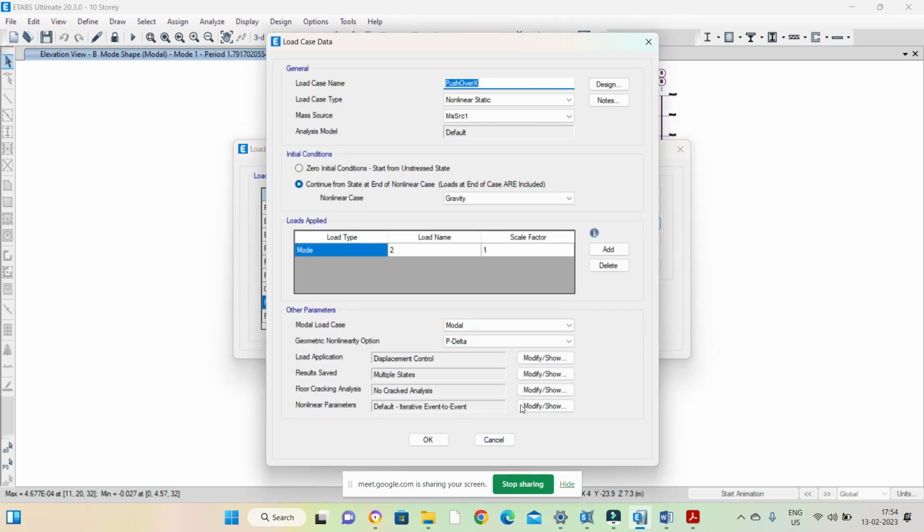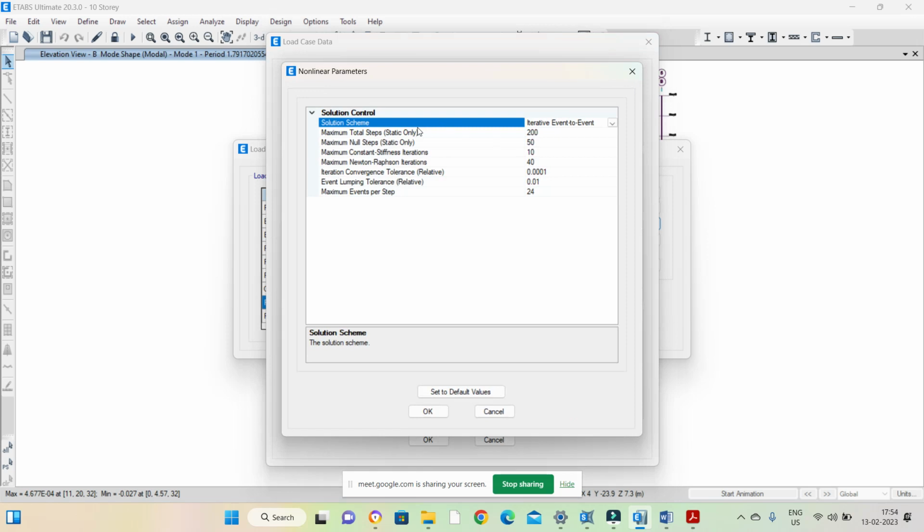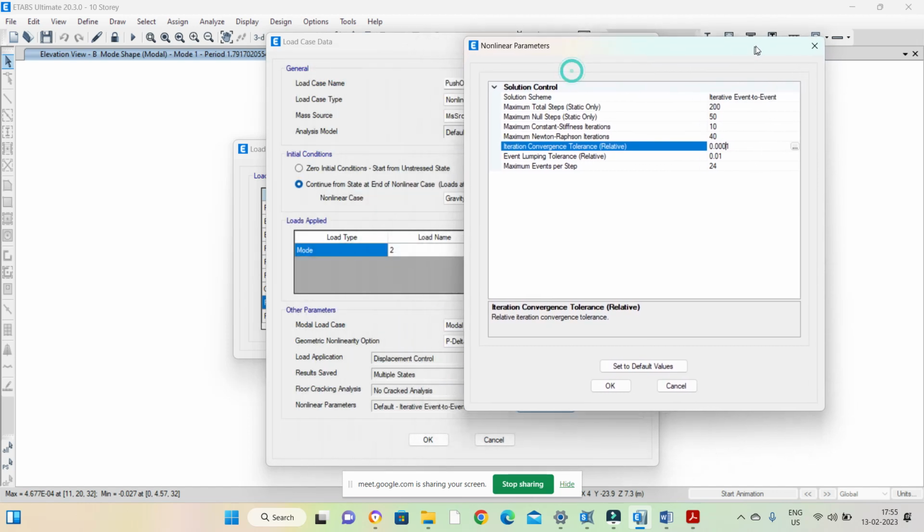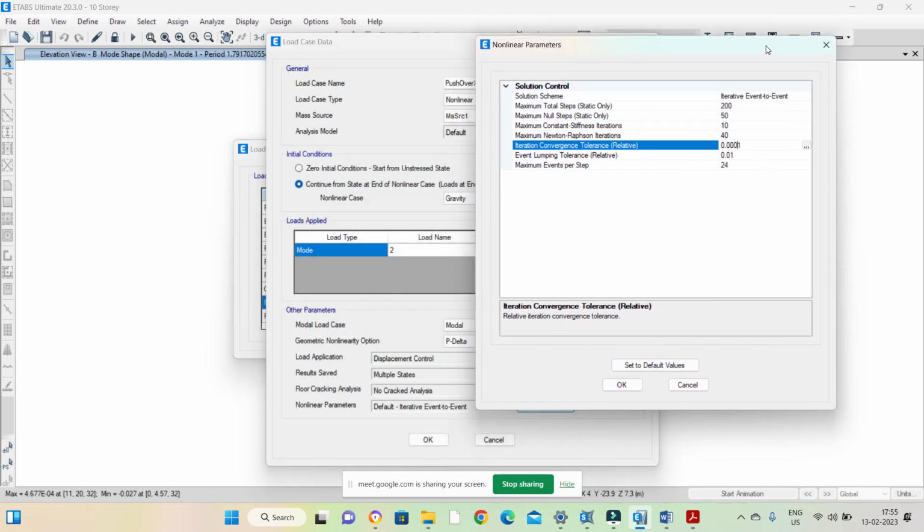See nonlinear parameters you can see here, then you can go to this option, and here you can control all these: maximum total steps how many you want to consider, maximum null step how many you want to consider, then maximum iterations 10, 40 how much you consider, and tolerance, this also you can consider how much tolerance you want. Okay, so these things you can edit here. You will get experience after you start this pushover analysis, and once you run few models, maybe 3-4 times, you'll have a rough idea about how much you have to keep for a model.